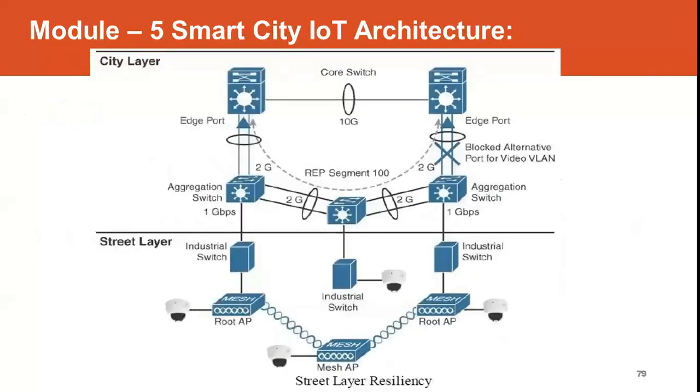So this is one such example of a city layer. Here we have CCTV cameras. All the cameras are connected to the access points, and all these access points are connected to the aggregation switch. From the aggregation switch, it is forwarded to the edge port. From there, it is again forwarded to the next layer.